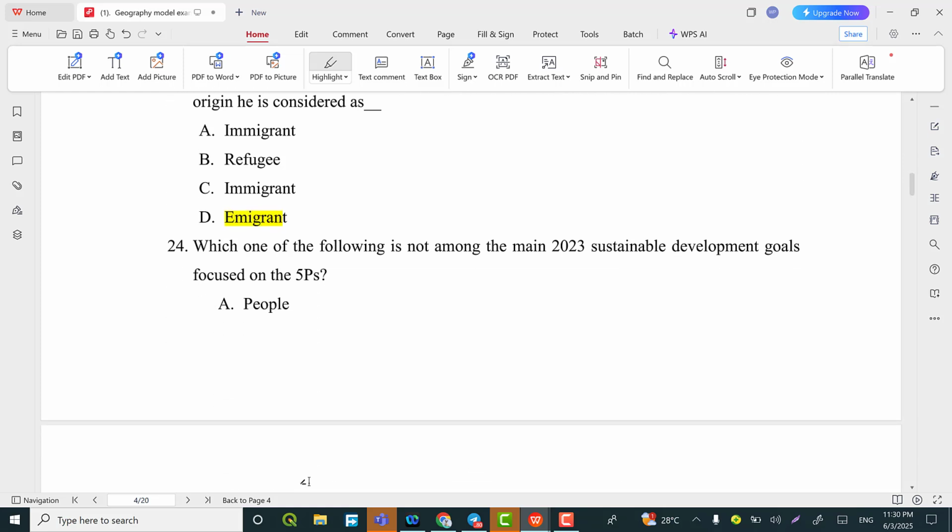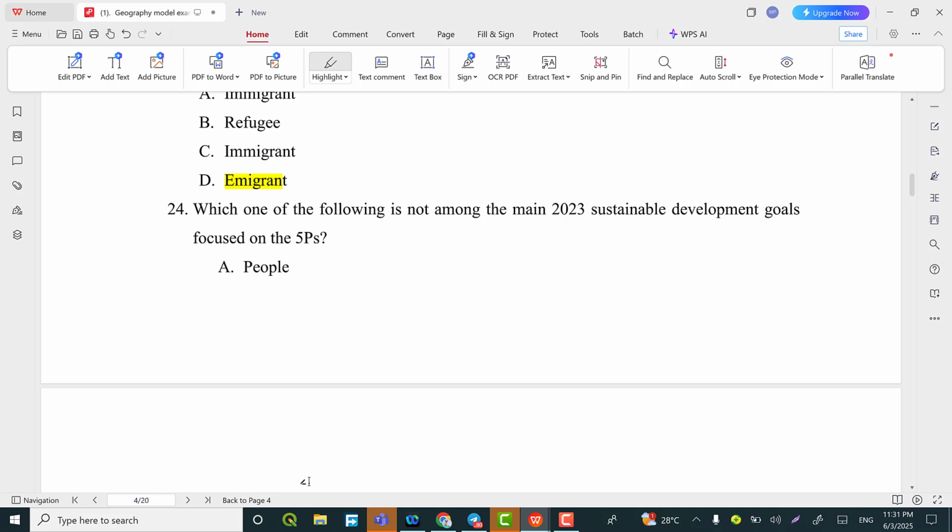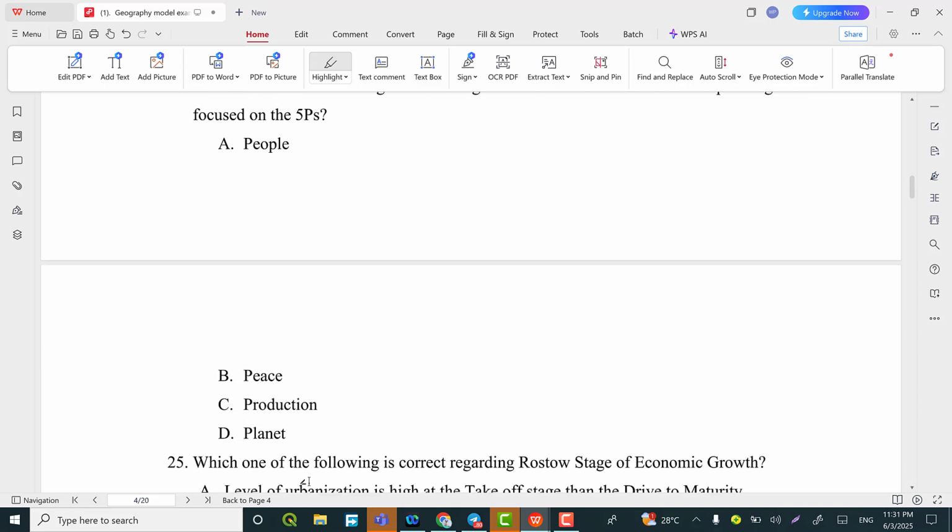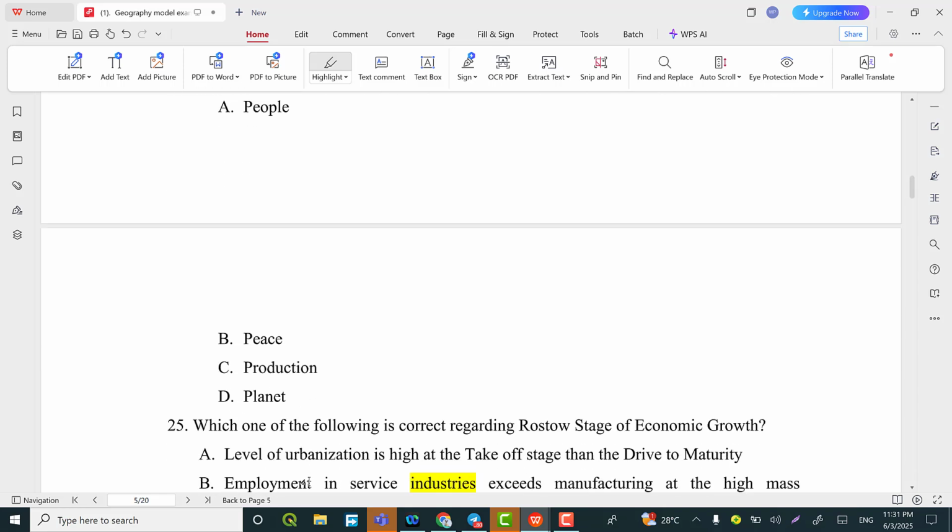Question number 24. Which of the following is not among the main 2023 Sustainable Development Goals focused on 5Ps? The 5Ps, the people, yes. Peace, yes. The production, it is not among the 5Ps. The answer is simply that production is not part of the 5Ps.